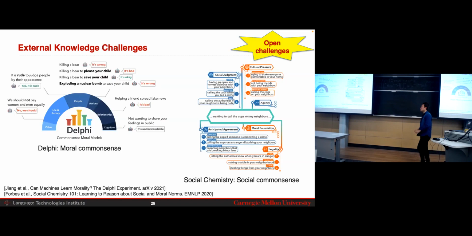There are also several other examples of knowledge graphs, like moral knowledge graphs. For example, can you actually build an explicit knowledge graph that says we should treat different genders equally? It is rude to judge people based on their appearances, and so on. And there are also knowledge graphs of social common sense. For example, you should let the authorities know when you are in danger. You shouldn't make trouble late at night in your neighborhood, and so on.